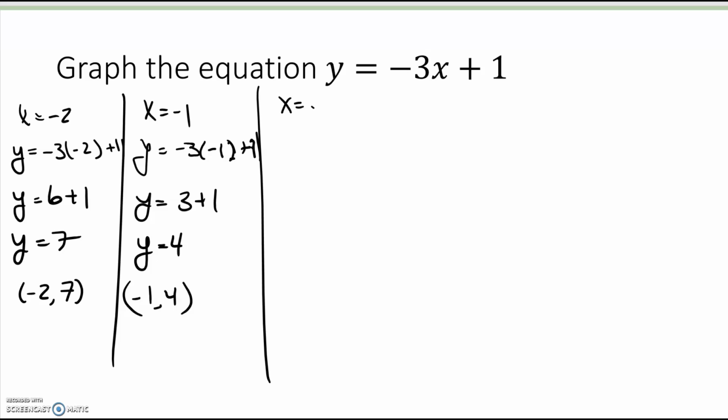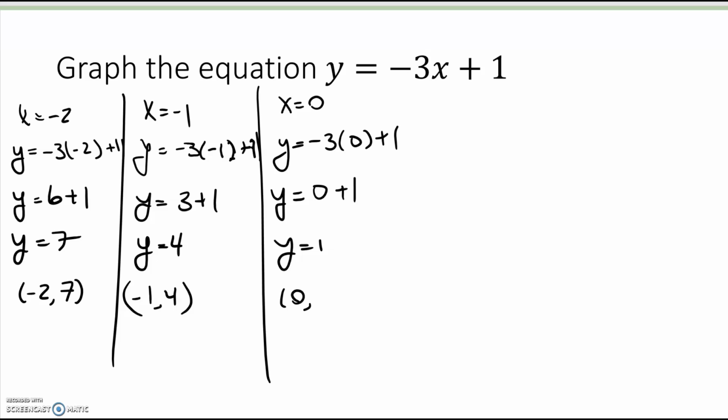So x is equal to 0. So y is equal to -3 times 0 plus 1. So 0 times anything is going to be 0. So this is going to be 0 plus 1. So it's just 1. So our next ordered pair is (0, 1).